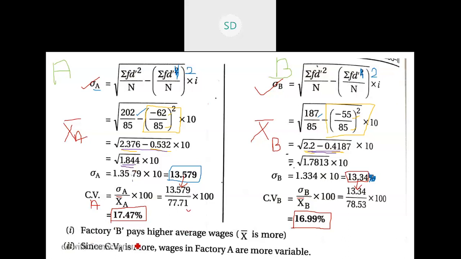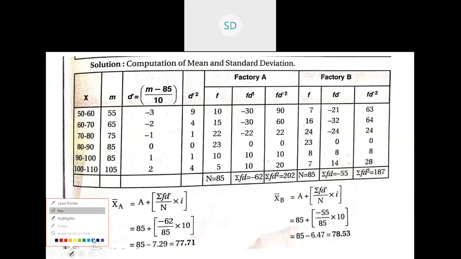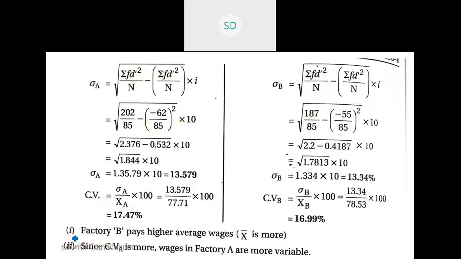Now, factory B pays higher average wages because X bar is more. Now let us see what is the arithmetic mean of factory B. If you take the arithmetic mean of factory B, their average is 78.53. But when you see factory A, it is 77. So clearly B is paying more wages, since the arithmetic mean is more. So that is your first conclusion.